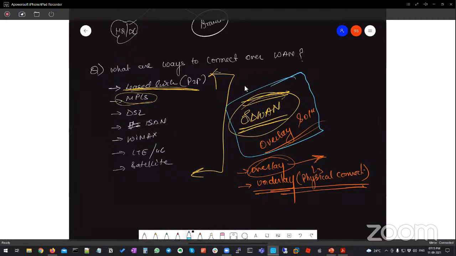A small doubt. You are saying that SD-WAN is an overlaid solution. What about the underlying problems? Whatever we are facing today, it will remain the same. So again, I'm going to talk to you in the next one. Okay, just give me 5 minutes. After that, if you still have doubts, then we can discuss.